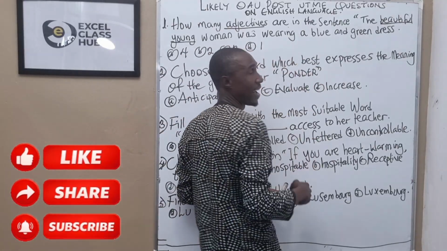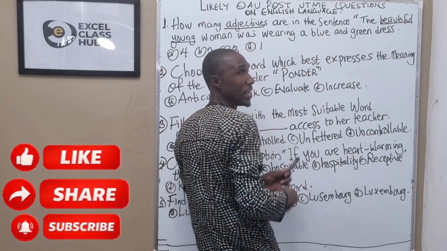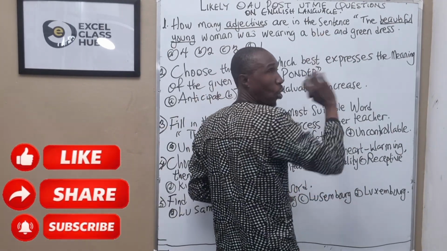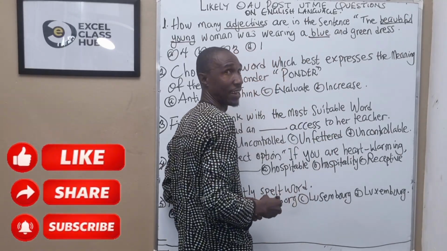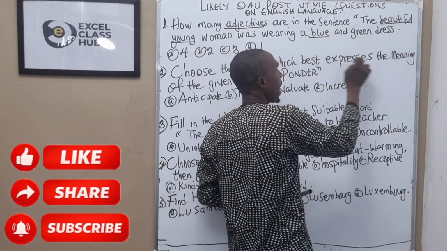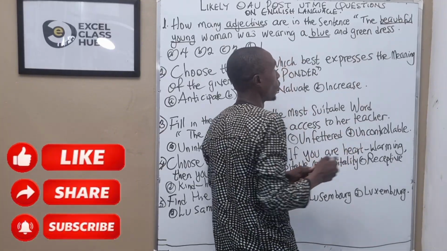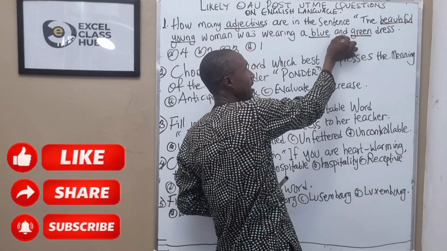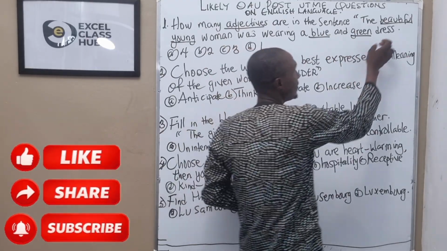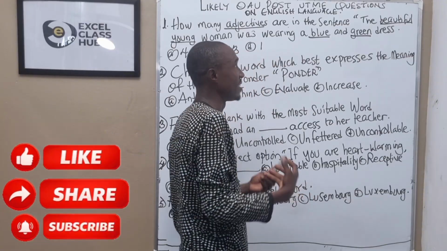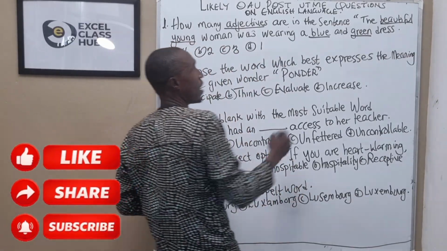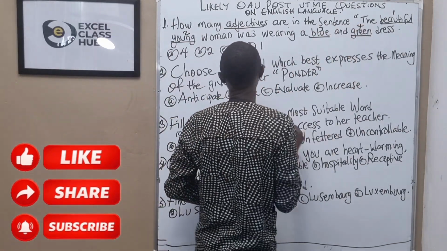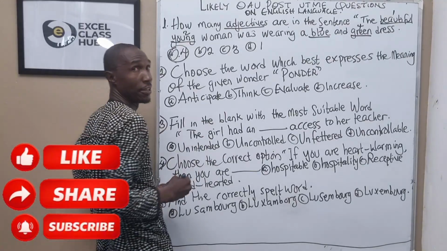The a is an article. The blue can be white, can be yellow, or any other color. This one here also is an adjective, for the fact that the blue and the green are related to what? Colors. Both of them are adjectives. We have a again, which is your article. Then the dress here is what? A noun, a thing. So how many adjectives do we have here? We have 1, 2, 3, and we have what? 4, making it option A.